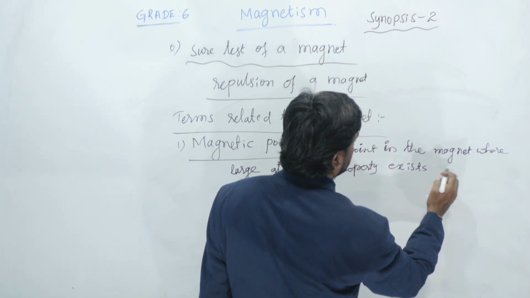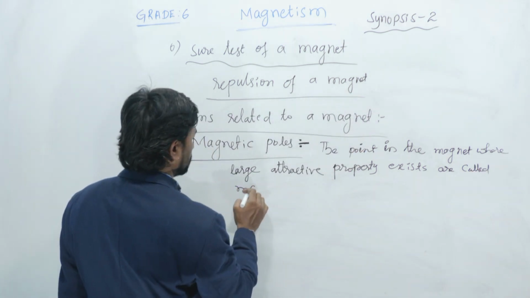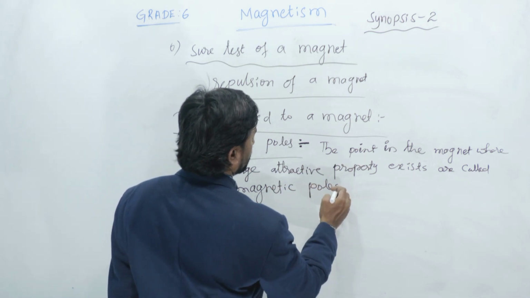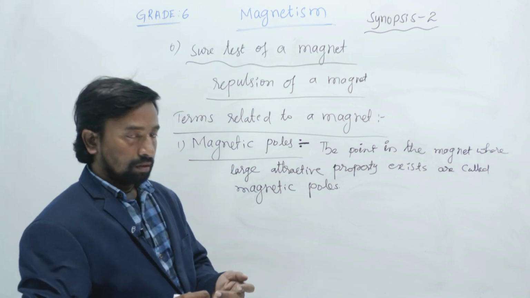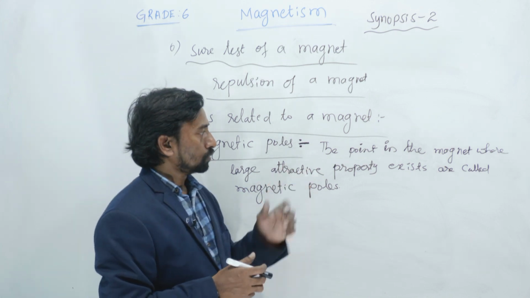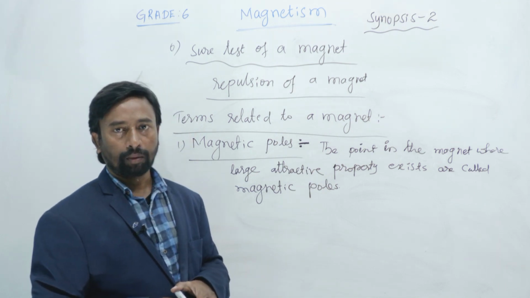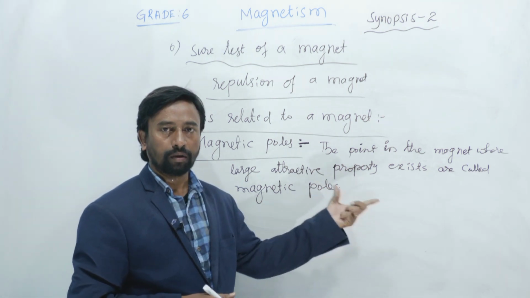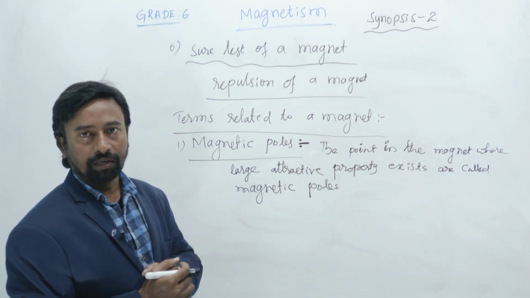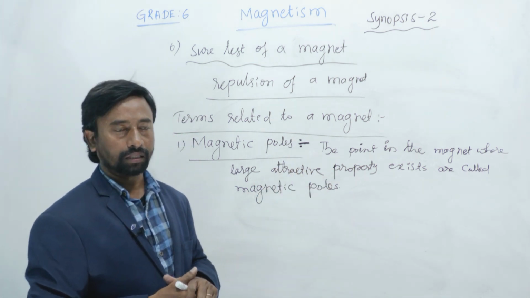It is called magnetic poles. So poles are nothing but the points on the magnet where they have the more attractive property, large attractive property. So they are known as the poles of the bar magnet. That is the reason why, if you take a bar magnet, at the edges of the bar magnet more attractive nature will exist. So those edges are called north pole and south pole.